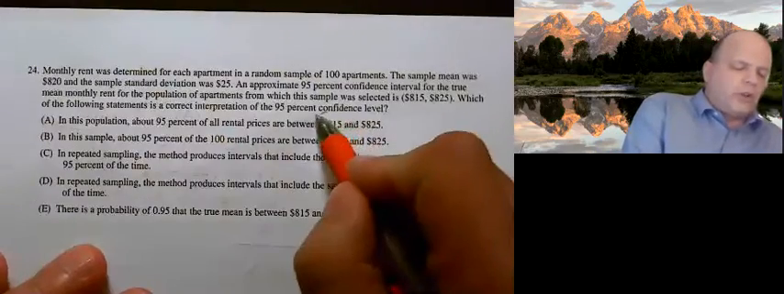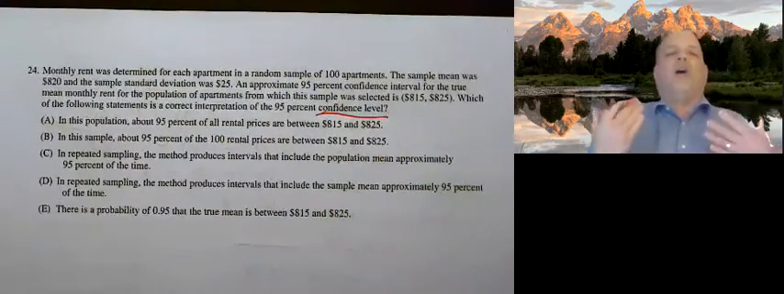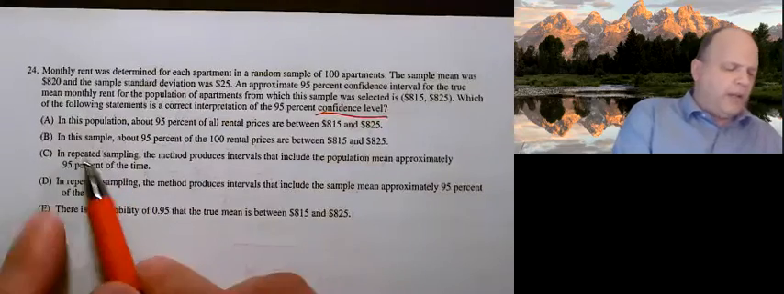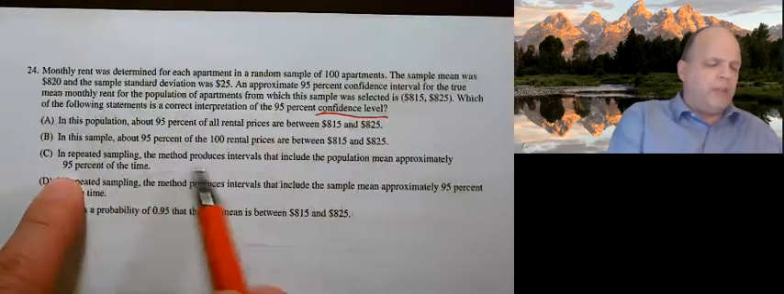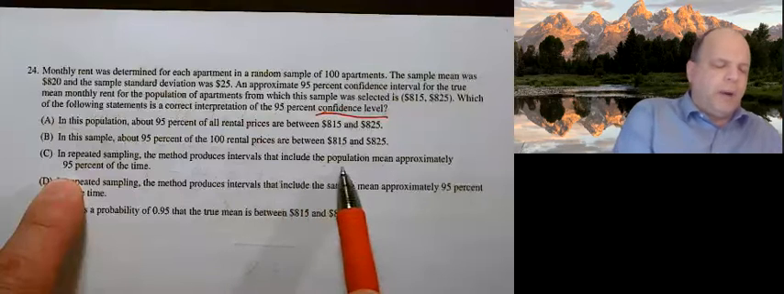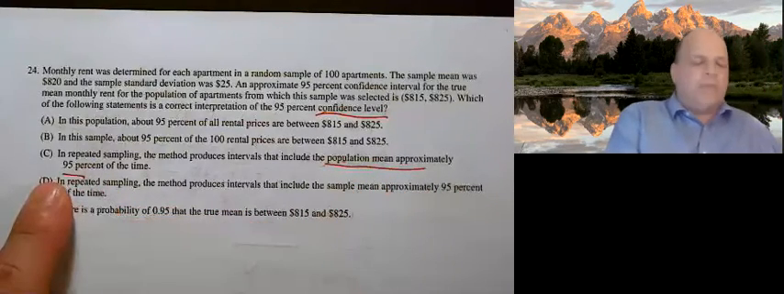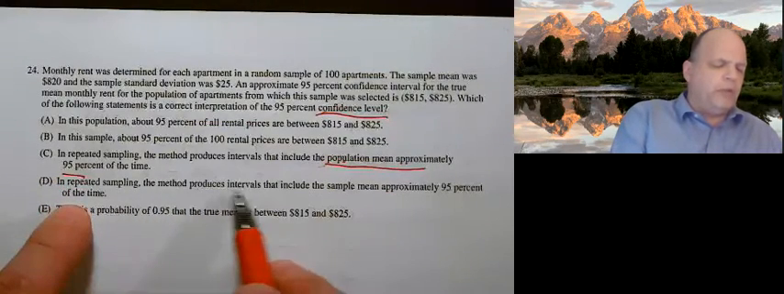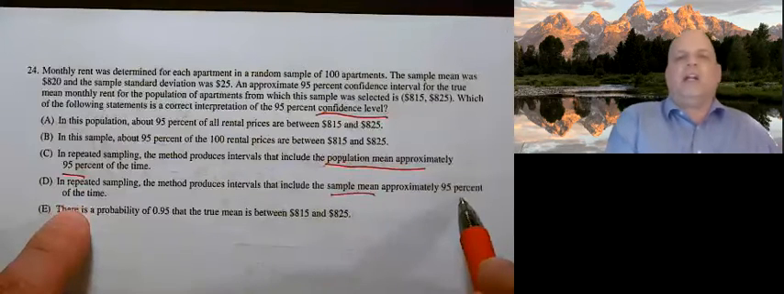So they're asking us to interpret the confidence level, which means in repeated sampling, or if we did this in all samples, we expect to capture it 95% of the time. So I'm going to look to see if we have that. Oh, here's one: in repeated sampling, the method produces intervals that include the population mean 95% of the time. I like that. But I also have another: in repeated sampling, the method produces intervals that include the sample mean approximately 95% of the time.